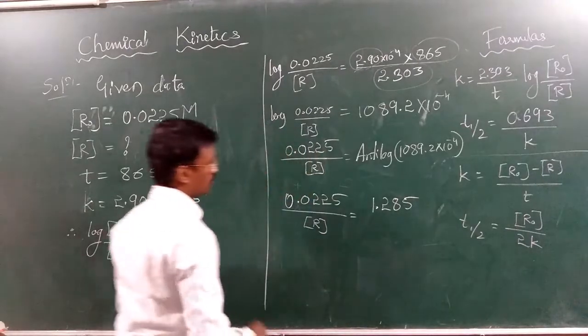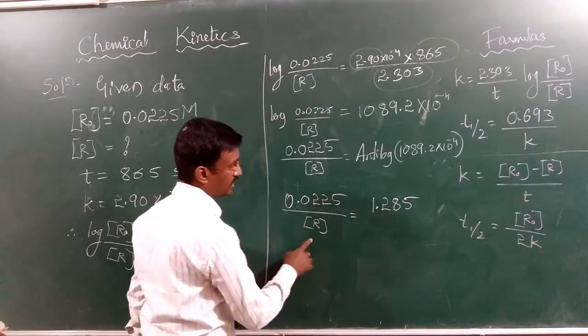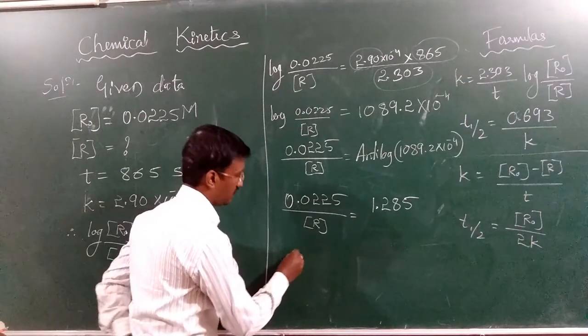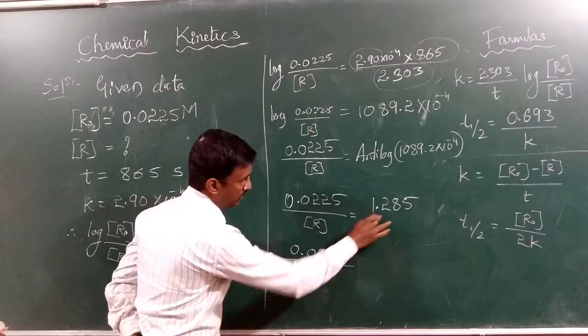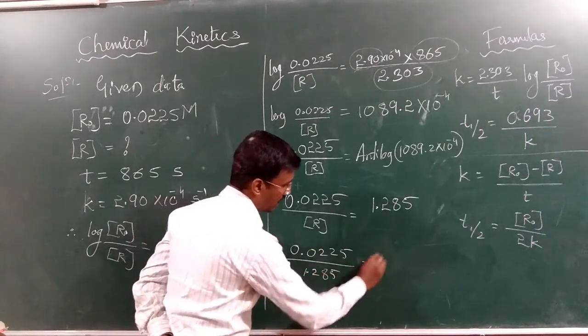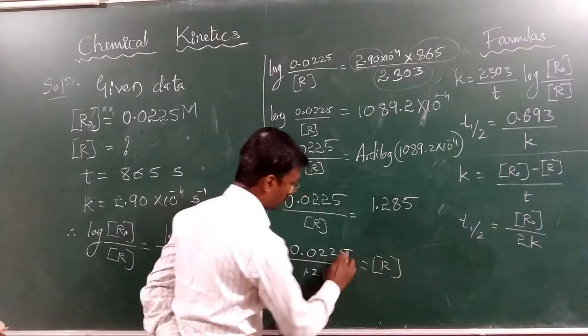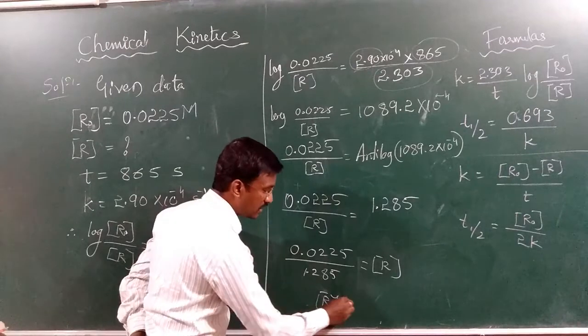1.285. So we need R, therefore we will send R to this side and take this 1.285 here. Therefore 0.0225 divided by this value, 1.285, and R comes to the side. So dividing these two we are going to get R. Here R is nothing but what?